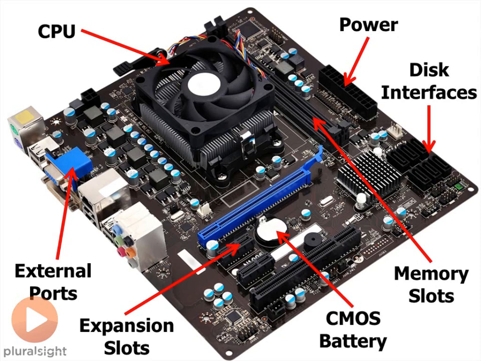The next item we have is the CMOS battery. Complementary metal oxide semiconductor, that's what CMOS stands for. This little battery is what keeps just enough power always going to the motherboard, even when the computer's turned off. You can turn off the computer and the power supply has turned off, so the motherboard's not getting power from that. This is what keeps things like the system clock still up to date.